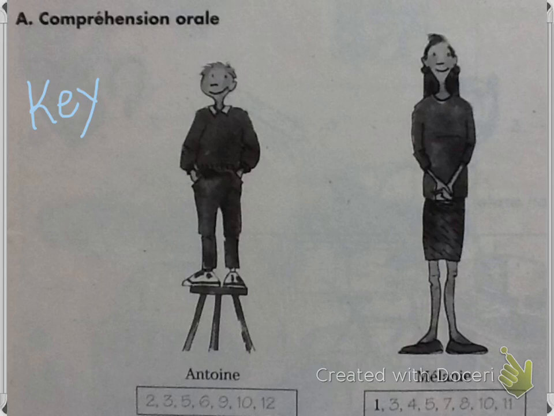Now let's check your answers. In the box under Antoine, you should have written 2, 3, 5, 6, 9, 10, and 12. In the box under Mélanie, you should have written 3, 4, 5, 7, 8, 10, and 11.